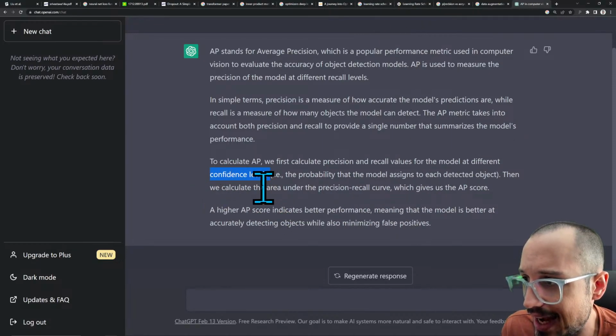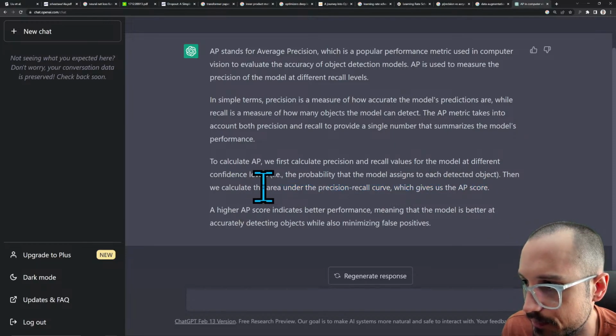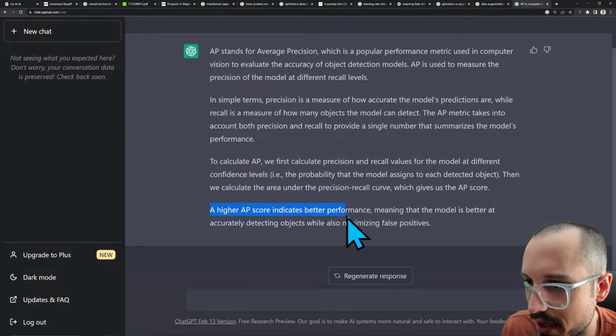Then we calculate the area under the precision-recall curve, which gives us the AP score. A higher AP score indicates better performance, meaning that the model is better at detecting objects while minimizing false positives.